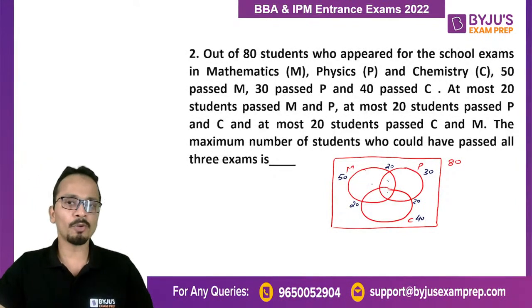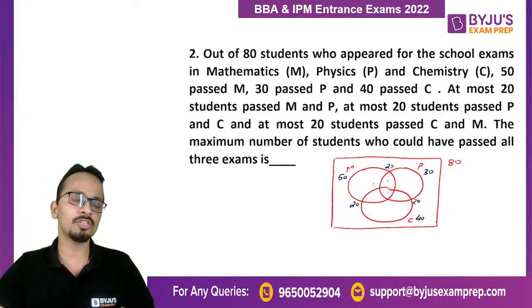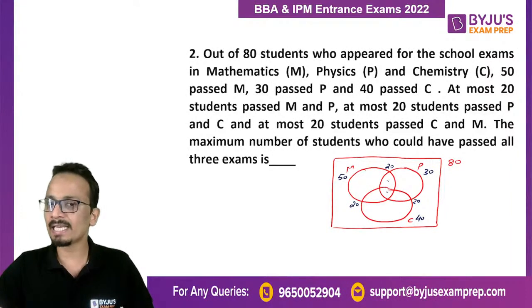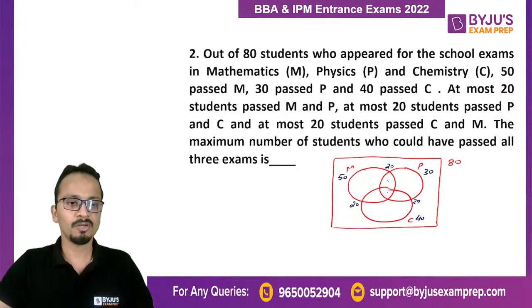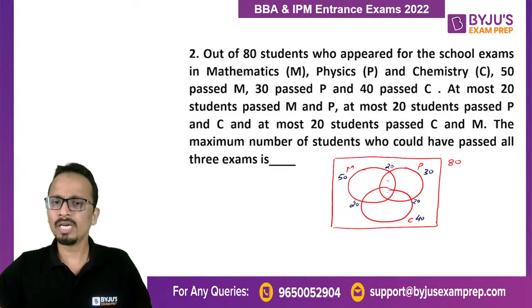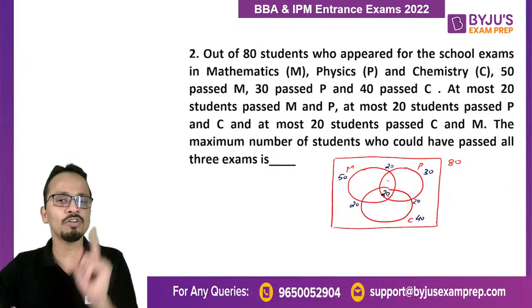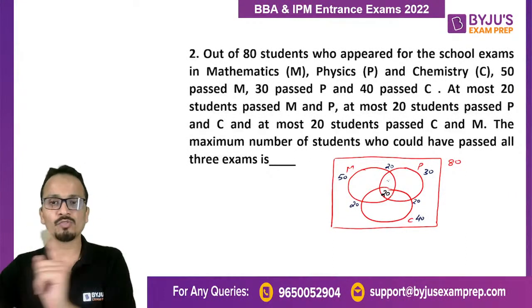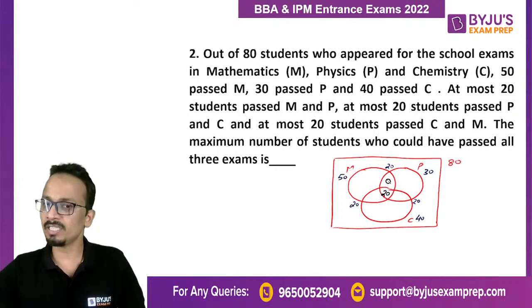Now, based on this information, we have to maximize the number of students who could have passed in all the 3 subjects. So the intersection of all the 3 circles is what we'll have to maximize, right? Now it is given that maximum value of this entire portion is 20. So if I consider this value, which is the intersection of maths, physics and chemistry, which we have to maximize, as 20, then this portion will be 0, this portion will be 0, this portion will be 0.